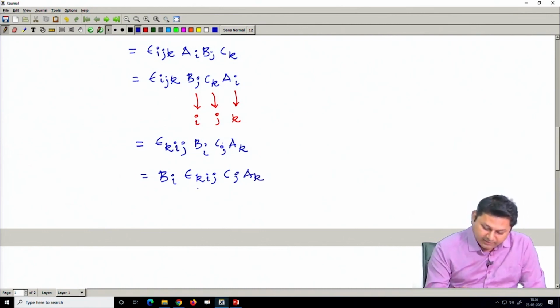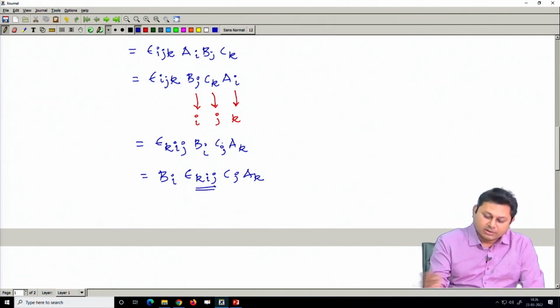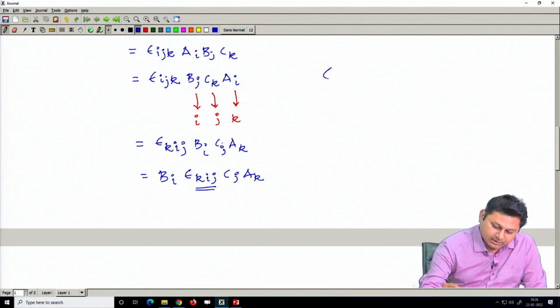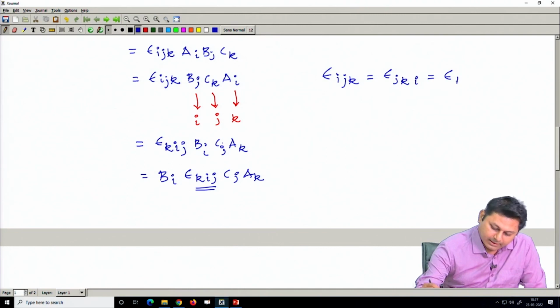Now, I can rearrange this, because the thing that you need to understand is that epsilon i j k is equal to epsilon j k i is equal to epsilon k i j, and these values are 1.